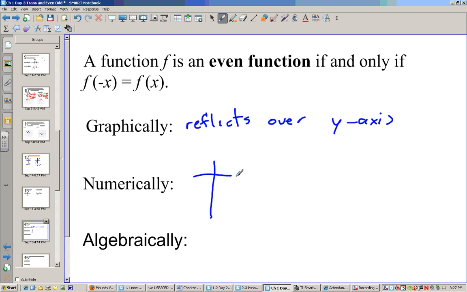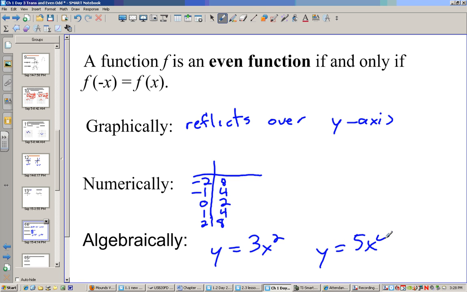Numerically, we can look at this definition. It's an even function if and only if f of negative x equals f of x. So what it's saying is f of negative 2 is 8, so f of 2 has to be 8. If negative 1 is 4, 1 is 4. 0 is 2. There's no negative 0, so that's just where it's at. Algebraically, all of the exponents have to be even. Both of those would be even functions. And remember, if there's just a 2, that's like an x to the 0 power.